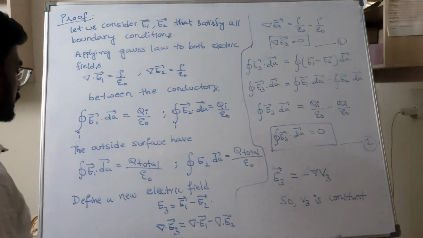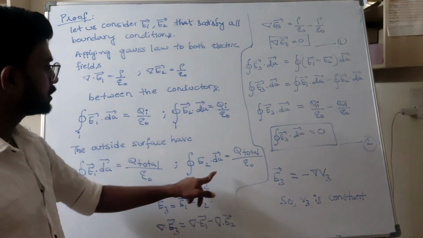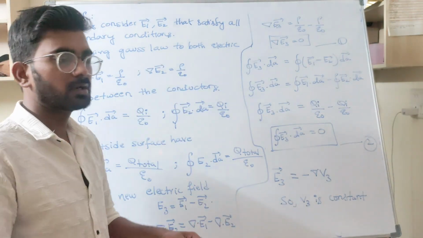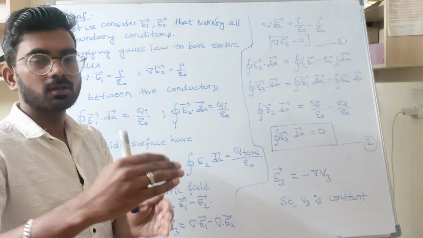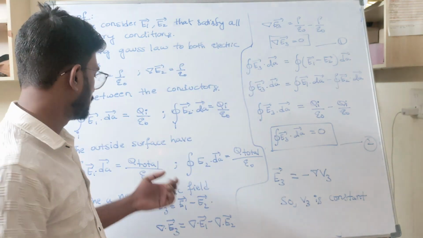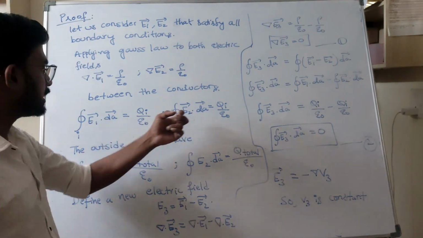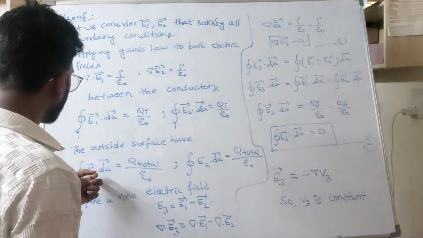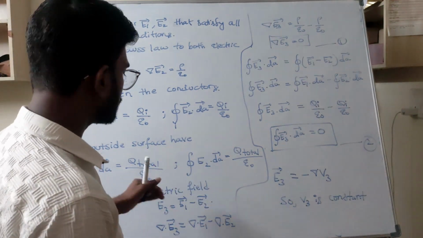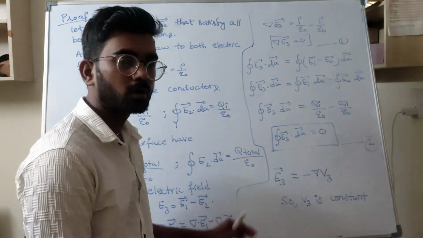So this is Q total by epsilon, the total charge present in the bounded region, outside the surface region. This is for E1 and E2. Q total charge present in the bounded region, Q total by epsilon naught.